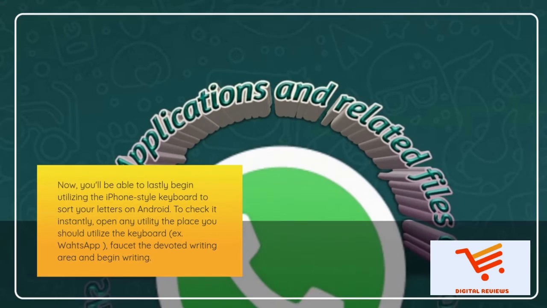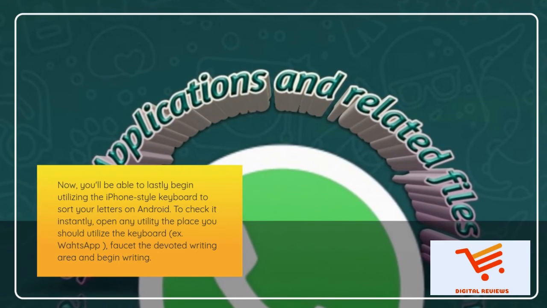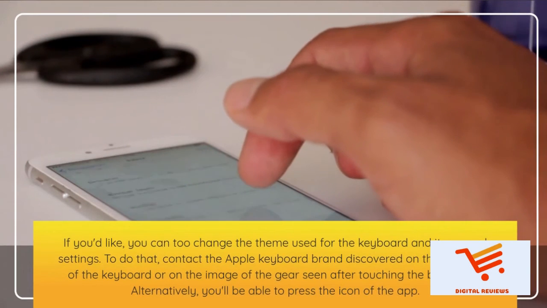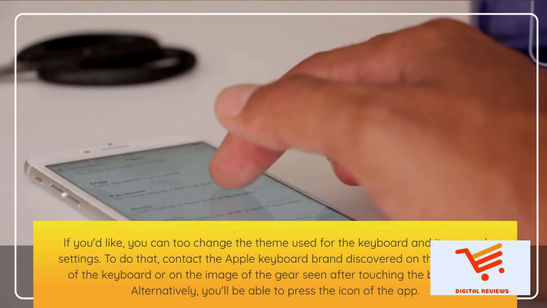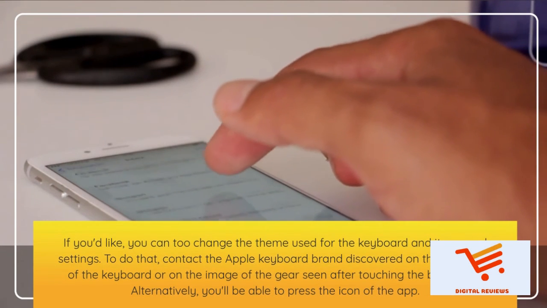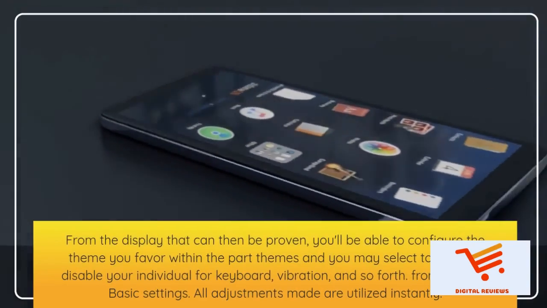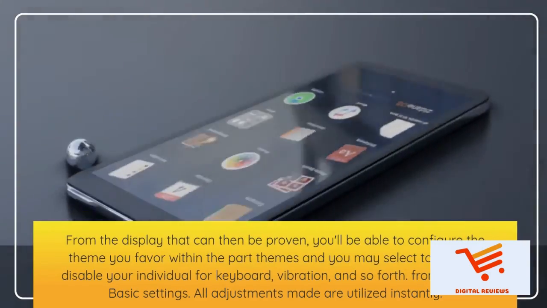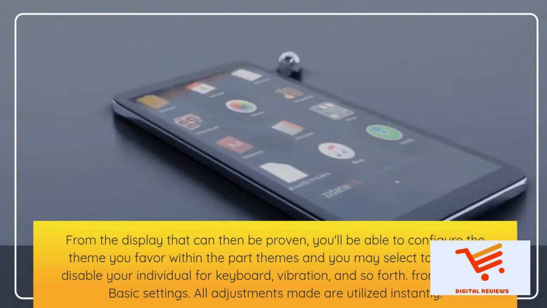To test it immediately, open any application that lets you use the keyboard, X, WhatsApp, tap the dedicated writing field and start writing. If you want, you can also change the theme used for the keyboard in its general settings. To do this, touch the Apple Keyboard logo found on the top left of the keyboard or the symbol of the gear visible after touching the button 123. Alternatively, you can press the icon of the app. From the screen that will then be shown, you can configure the theme you prefer in the section themes, and you can choose to enable or disable your own sound for keyboard, vibration, and so forth. From the general settings section, all changes made are applied immediately.